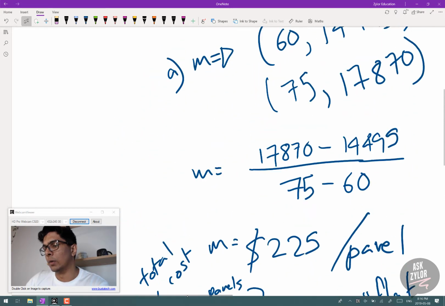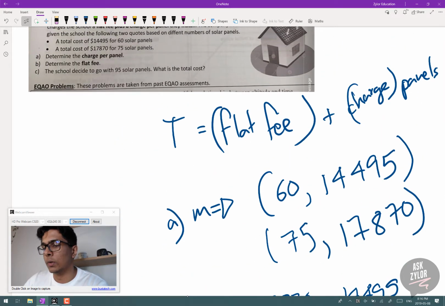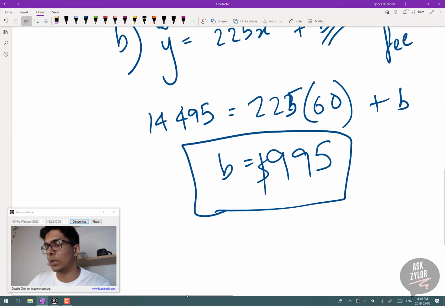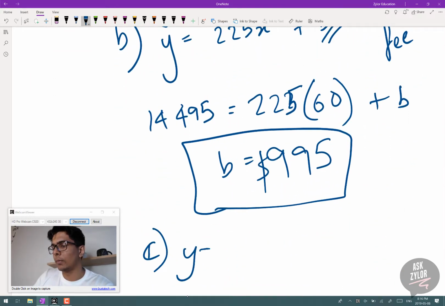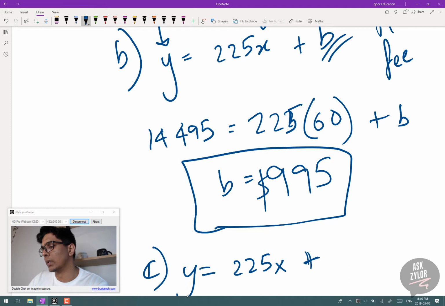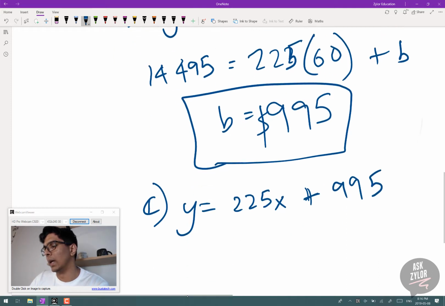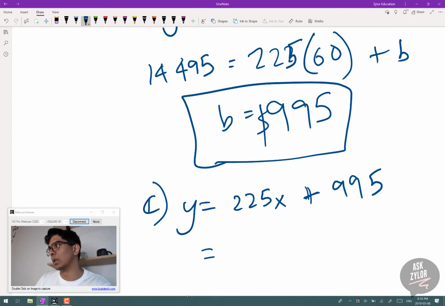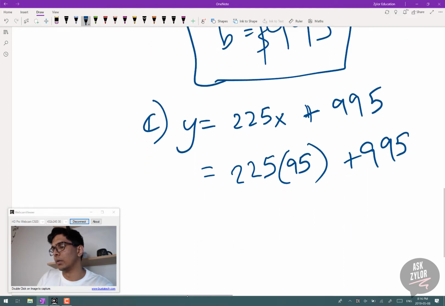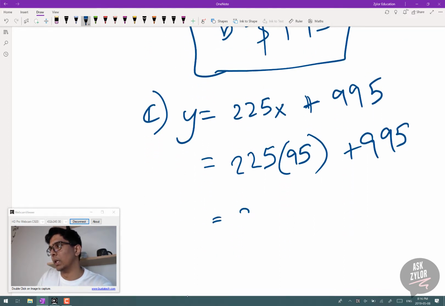Okay, so my part C is asking, the school decides to go with 95 solar panels, what's the total cost? So now I have an equation that's going to model the total cost and how many panels I want. So plus 995, and x is how many panels, so I'm just going to plug in 95 into my x to find out my total cost. So this will evaluate to 22,370.